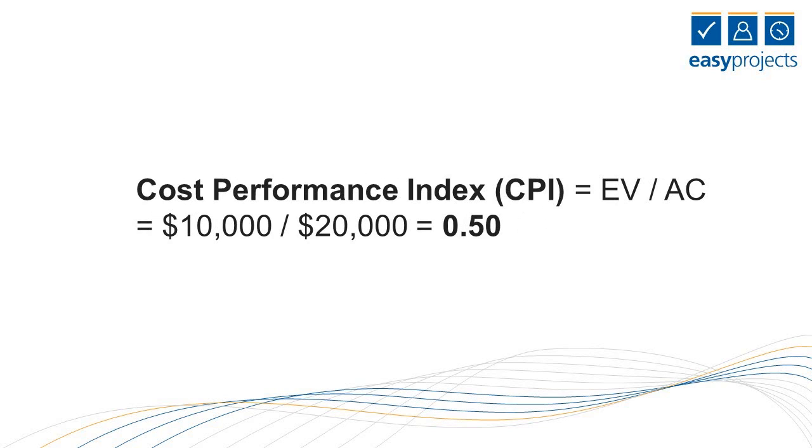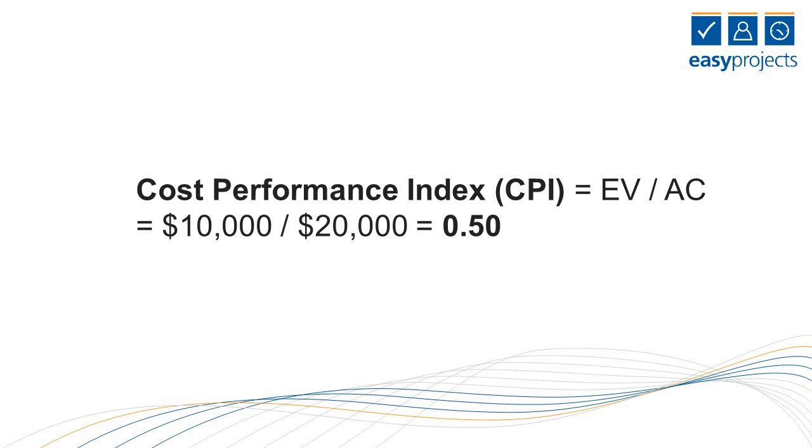So here's where we find out how much damage has actually been done. We're going to calculate the cost performance index, which is simply earned value divided by actual cost. That's $10,000 divided by $20,000 to give us 0.50. Now that's pretty bad. That means for every dollar that's being spent, the project is producing only 50 cents of work.